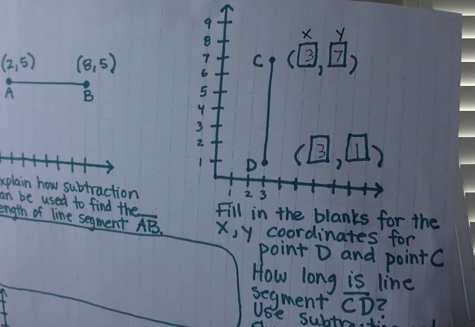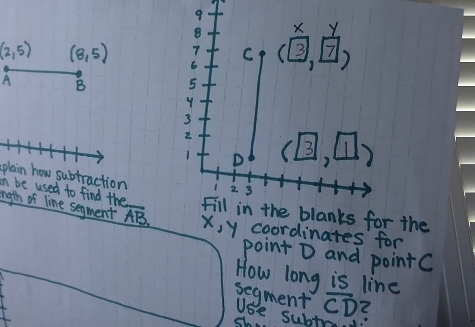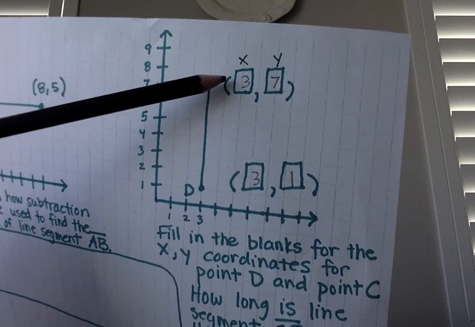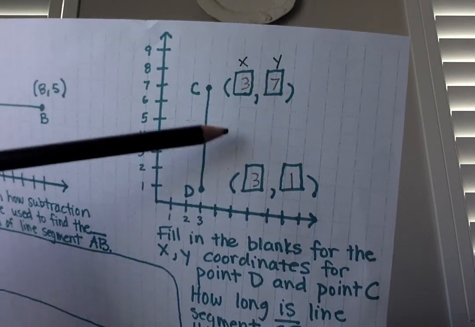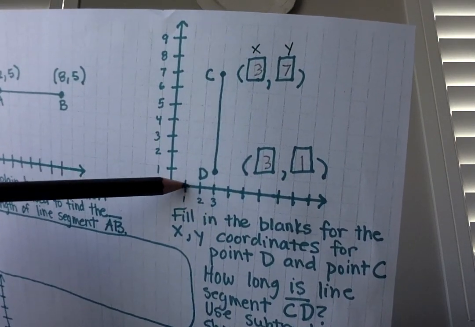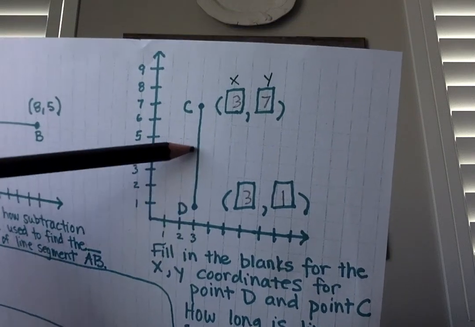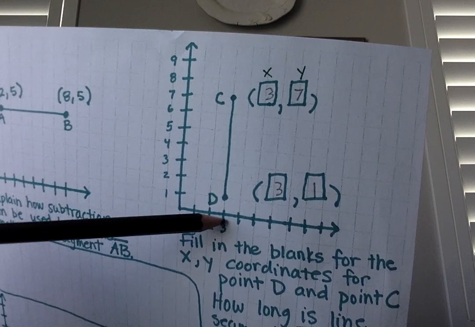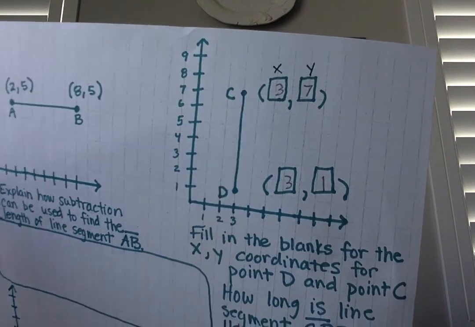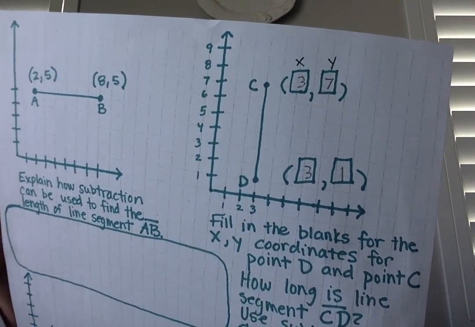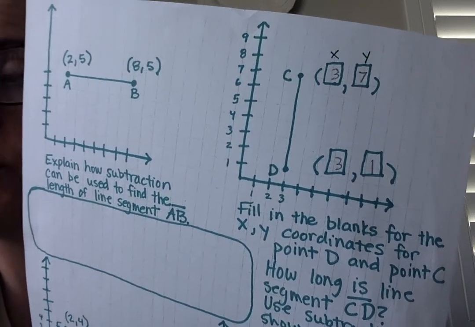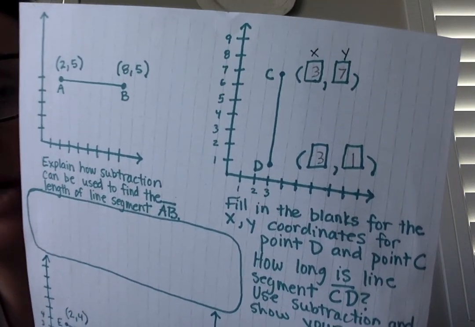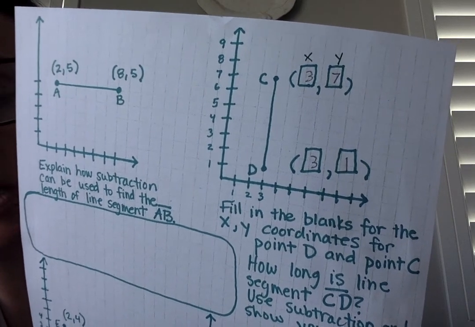We look at what's the same and what's different. Our 3's are the same, and they're in the X spot, which is telling us that the line is along the 3 on our x-axis, right? 1, 2, 3. The y's are the ones that are different, and we're going to use subtraction with our y's to determine the length. I could count it, but I'm not going to count it this time. I'm just going to subtract.